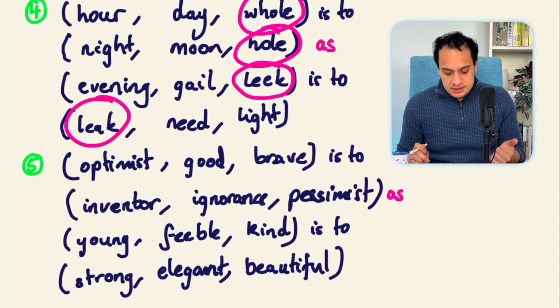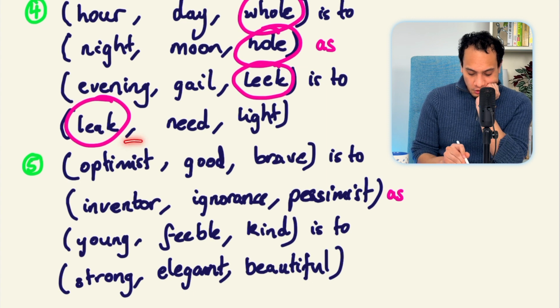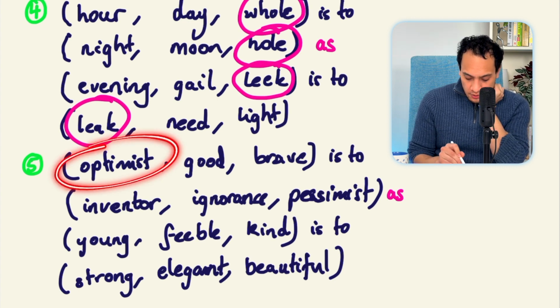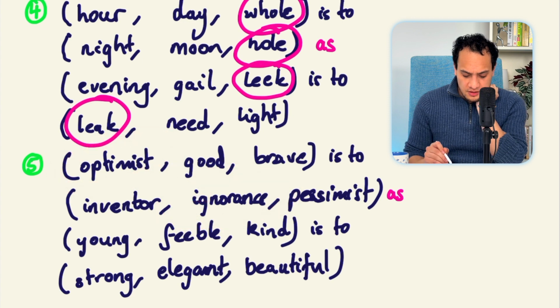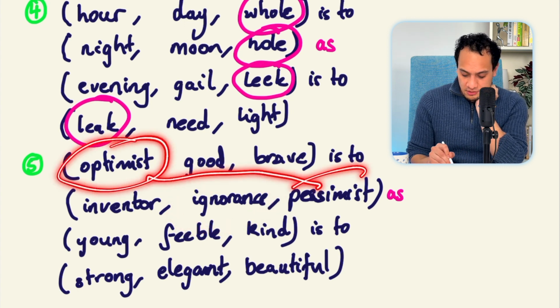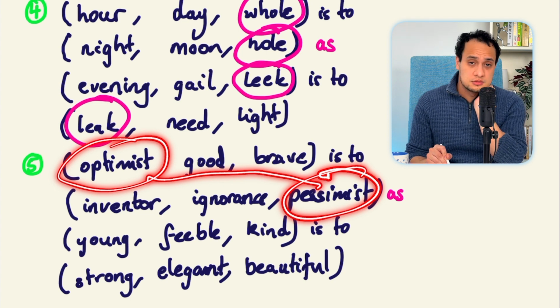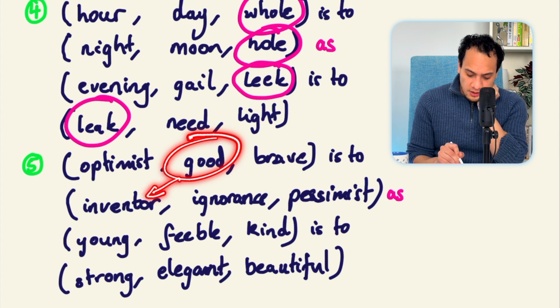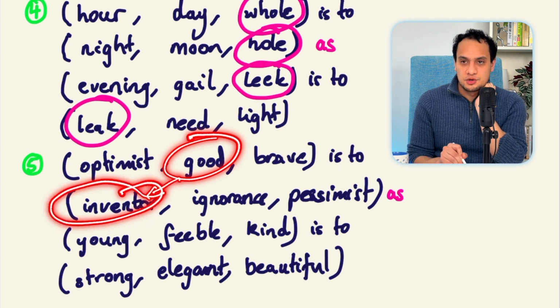So you've got optimist, good, and brave is to inventor, ignorance, and pessimist. You've got optimist, doesn't relate to optimist. Well, an inventor can be optimistic, but not necessarily. You've got an optimist and ignorance. If you're an optimist, it could mean that you're ignorant, or it could mean that you're not. So again, it's not really a strong relationship. Optimist and pessimist, however, they are opposites, or antonyms. You've got good. Inventor is good, but again, it's not necessarily that strong of a relationship.